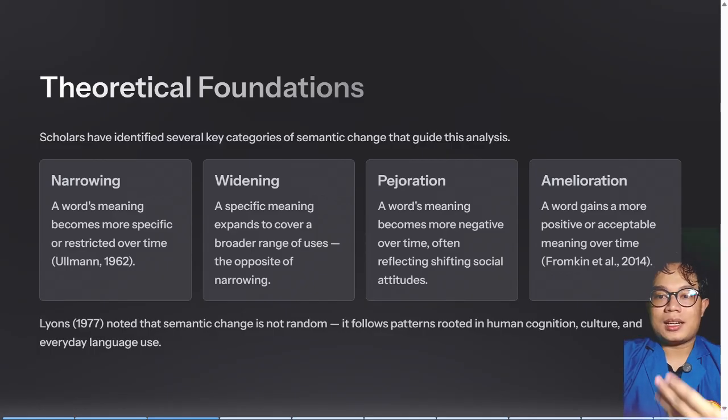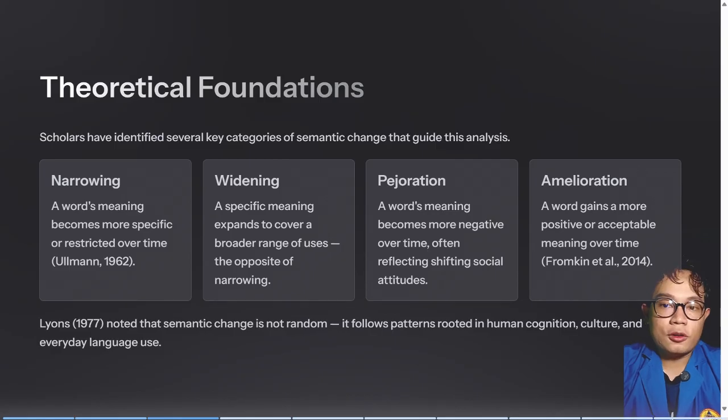To guide this analysis, we rely on established semantic frameworks from linguistic scholars. Semantic change is not random, as linguist John Lyons noted in 1977. It follows distinct patterns rooted in human cognition and culture. For this study, I am focusing on four primary mechanisms. The first one is narrowing.